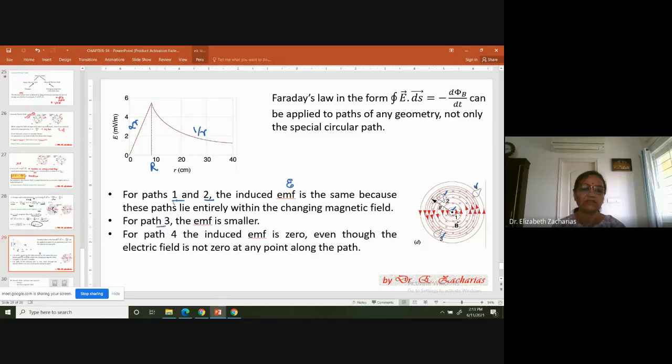Now come to path 3. Where is path 3? Path 3 is here. It is partially inside the field and partially outside. Therefore, in this case, flux is not the same. Therefore, EMF will be smaller. Now let us go to path 4. In path 4, electric field is there, but no flux is there. No magnetic field is there, so no magnetic flux. Therefore, though there is an electric field in that small loop 4, there will be no EMF.